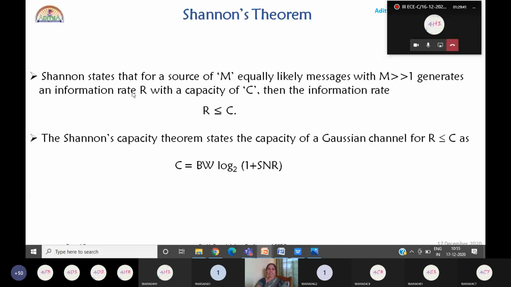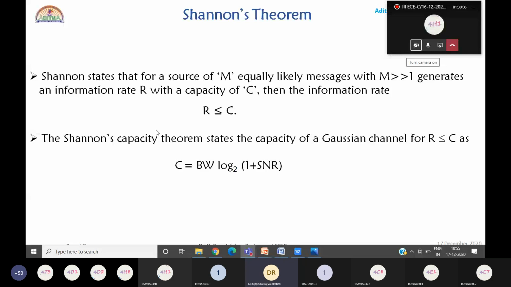Okay, so what is Shannon's theorem? Shannon stated that for a source of m equally likely messages with m far greater than 1, generates an information rate with a capacity of C, then the information rate should be always less than or equal to the channel capacity. Okay, so this is Shannon's theorem.